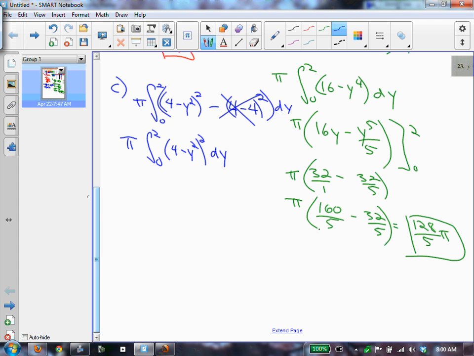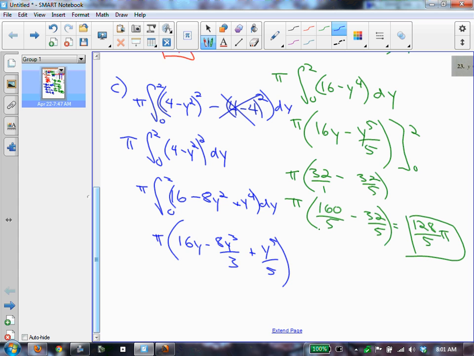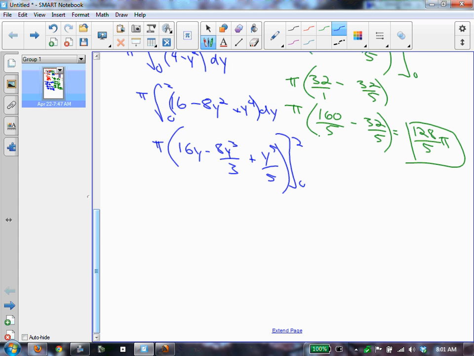All right, what should I do first? Can I just integrate it the way it is? Okay, what am I going to get when I FOIL it? 16 minus, there's an 8, plus y to the fourth dy. Pi. All right, integrate that. So 16y minus 8y cubed over 3 plus y to the fifth over 5, all times the pi, going from 0 to 2.